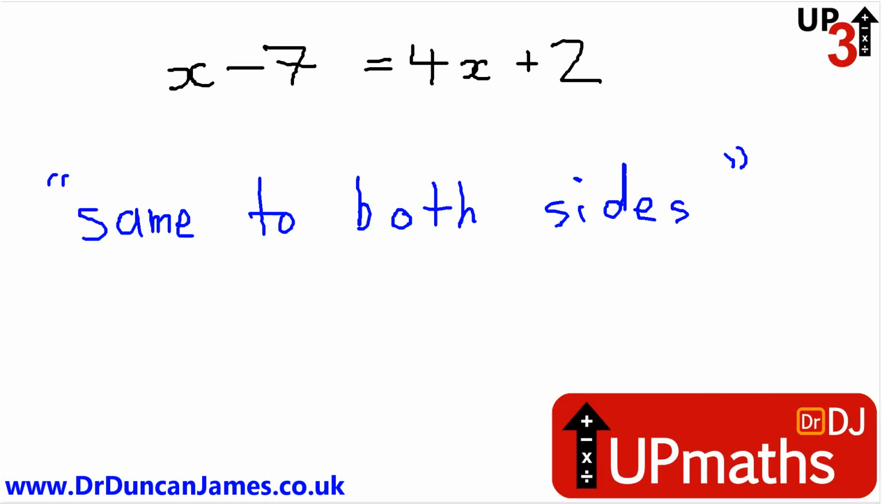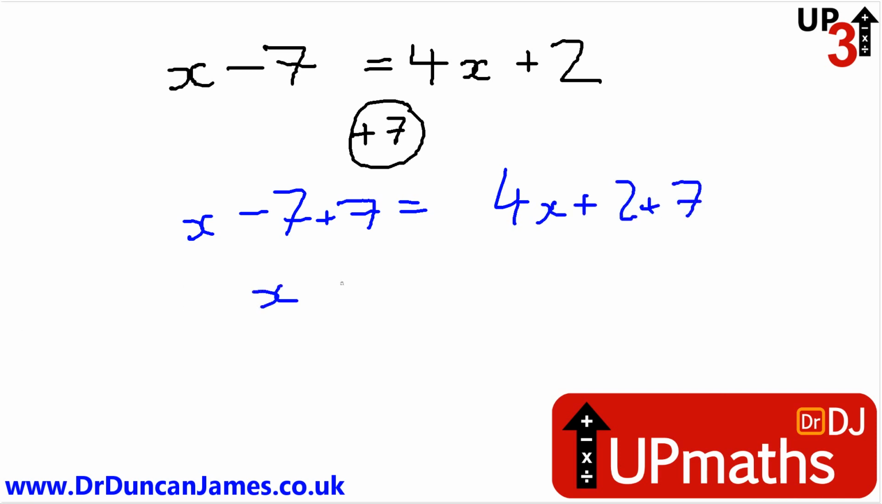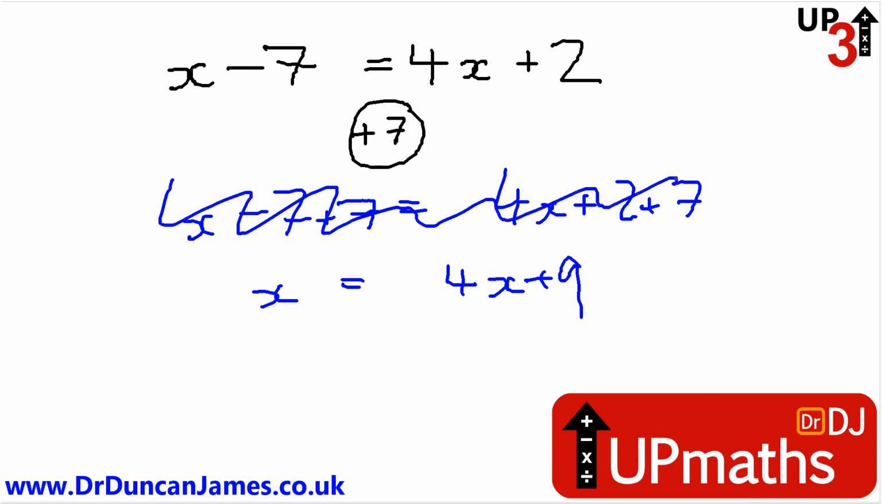This is a fairly fast video, so slightly advanced, going through doing the same thing to both sides. What if we add 7 to both sides? In this case, I add 7 to the left-hand side, so that makes x minus 7 plus 7 equals 4x plus 2 plus 7, which makes x equals 4x plus 9. By the way, we didn't need that at all.